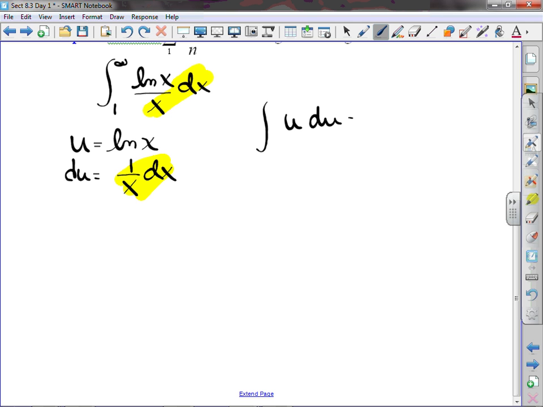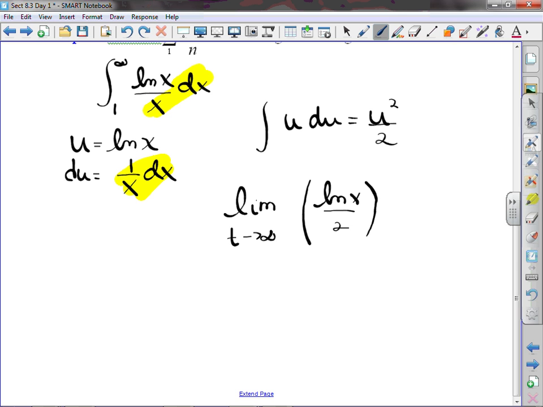So what's this equal to? u squared over 2. Okay, so this limit as t goes to infinity is going to be u squared over 2, but what's u? ln of x. And we're going to evaluate this at 1 and t. Are you okay with that?